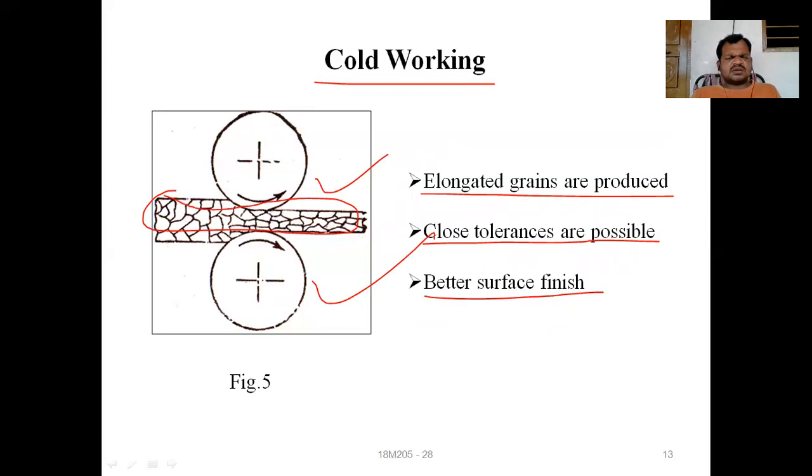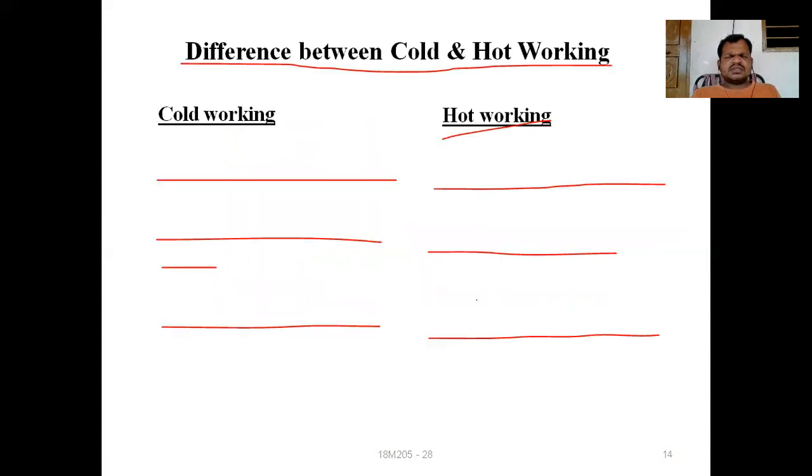See here, this is after the cold working process. This is grain growth, and elongated grains are produced. Close tolerances are possible. Better surface finish. And coming to differences between cold working as well as hot working process.